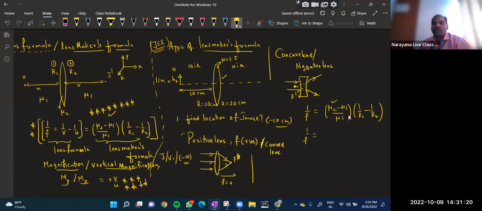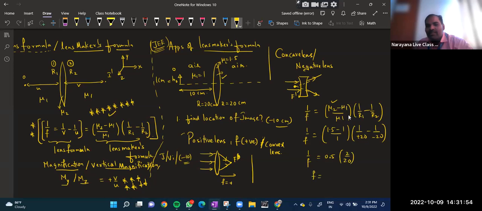Judgment is important, friend. Mu 1 equal to 1, where the object is, that is 1. So mu 2 equal to 1.5, minus 1, by 1 by R1, how much? 20 centimeter, positive. Very good, plus 20. Minus R2? Minus of minus 20. R2 is minus 20. This is the step. So 1 by f equal to how much? 0.5. I think Jeeva and Vishal are celebrating. 1 by 20 plus 1 by 20, how much? 2 by 20. And so f equal to 20.